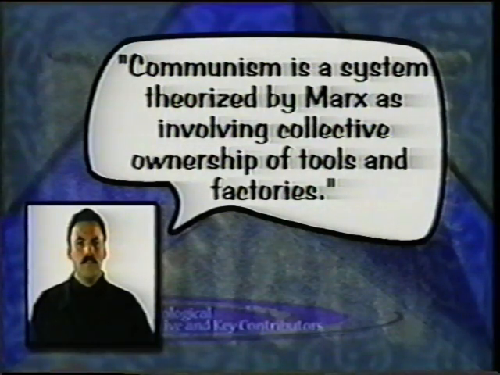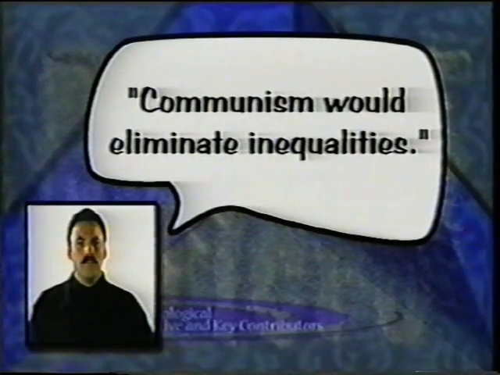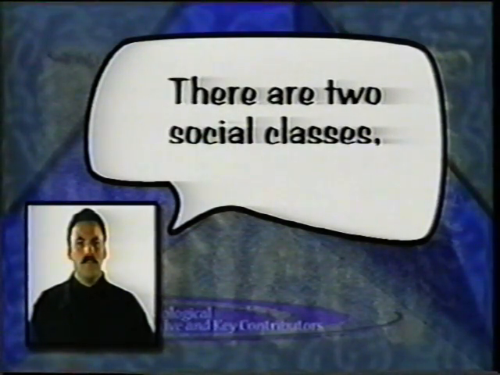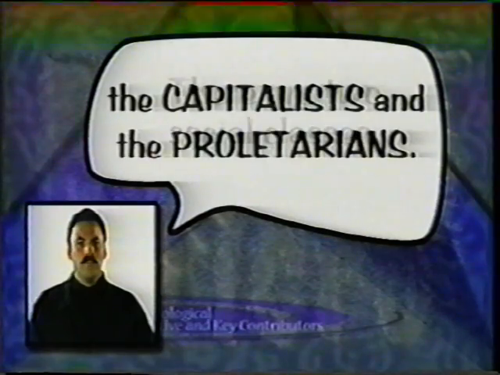Communism is a system theorized by Marx as involving collective ownership of tools and factories. It would eliminate inequalities. Marx said that there are two social classes, the capitalists and the proletarians.